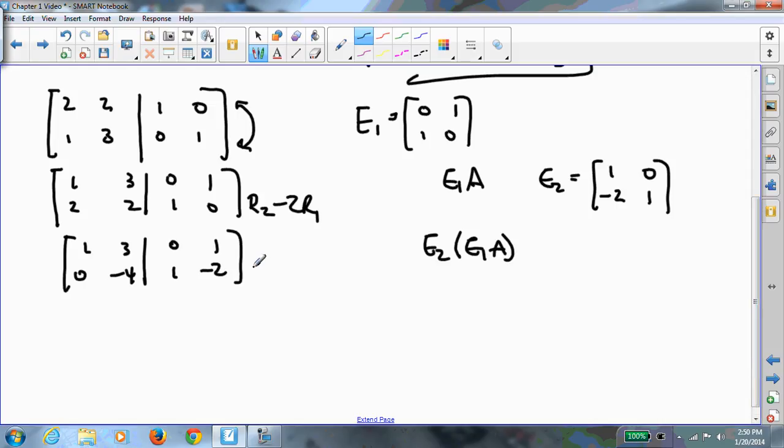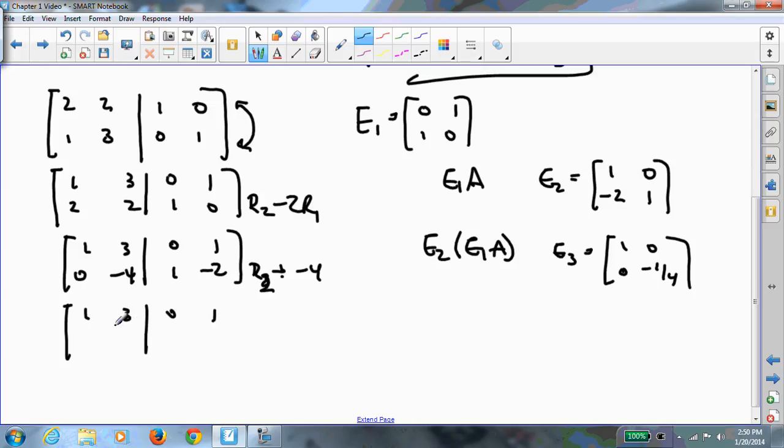Let's make this row 2 divided by negative 4. So E3, row 2 divided by negative 4. Row 1 stays the same. Row 2 gets divided by negative 4. So 0 and negative 1/4. So now we're going to have row 1 stays the same, 1, 3, 0, 1. 0, 1, 1 divided by negative 4 is negative 1/4, and negative 2 divided by negative 4 is 1/2. So again, this is E3 has been applied to E2, E1, A.